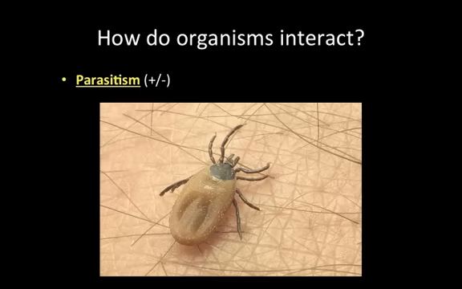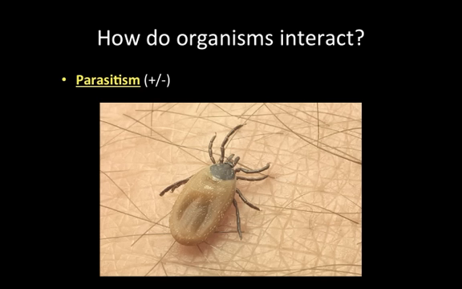The last interaction is what's known as parasitism. And this is where one organism benefits while the other one suffers. And as you can see here, there's a picture of a tick on human skin. The tick benefits because it gets blood that is necessary for its survival. And the human suffers because it's itchy, it's painful, and can possibly transmit diseases like Lyme disease.